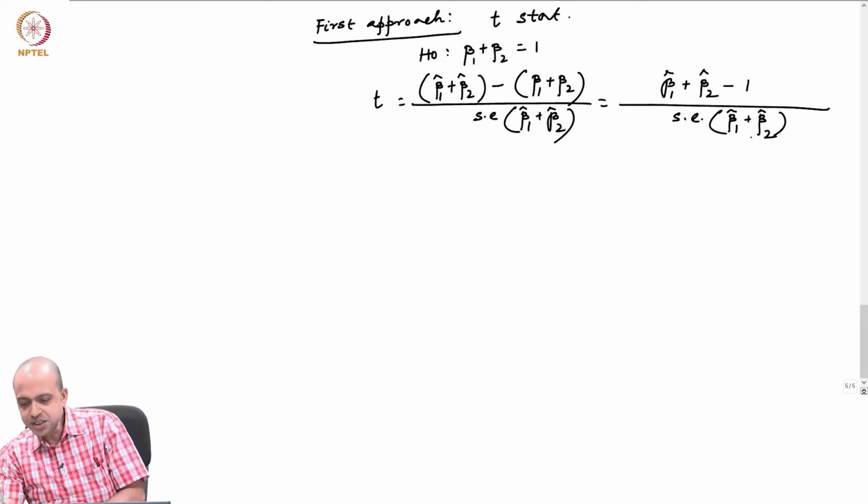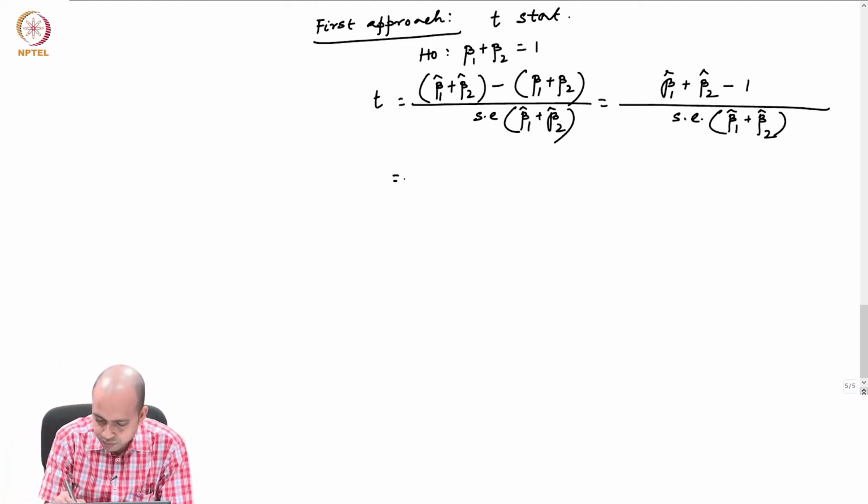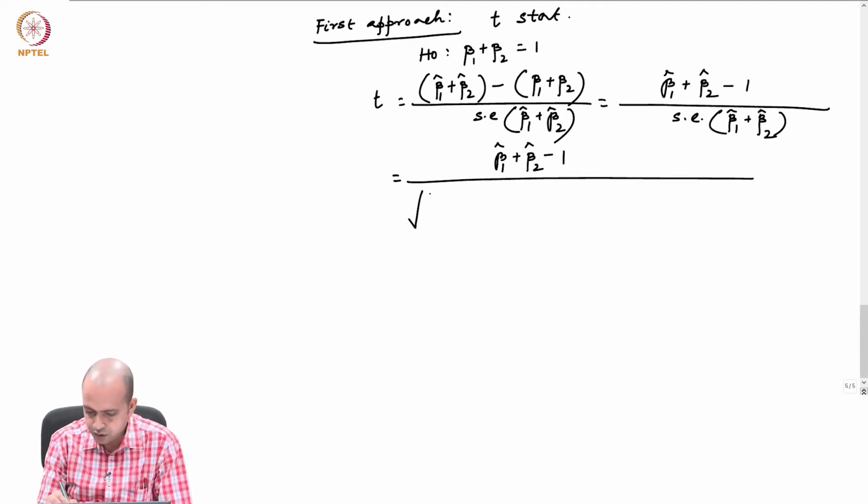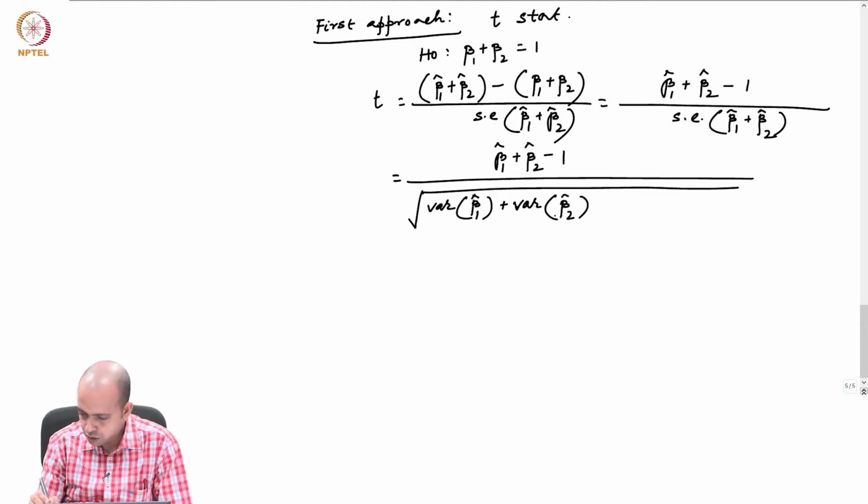And again, what is the standard error of beta 1 hat plus beta 2 hat? It is again the square root of the variance. So, this would become beta 1 hat plus beta 2 hat minus 1, divided by the square root of the variance of beta 1 hat plus the variance of beta 2 hat plus 2 times the covariance of beta 1 hat and beta 2 hat.